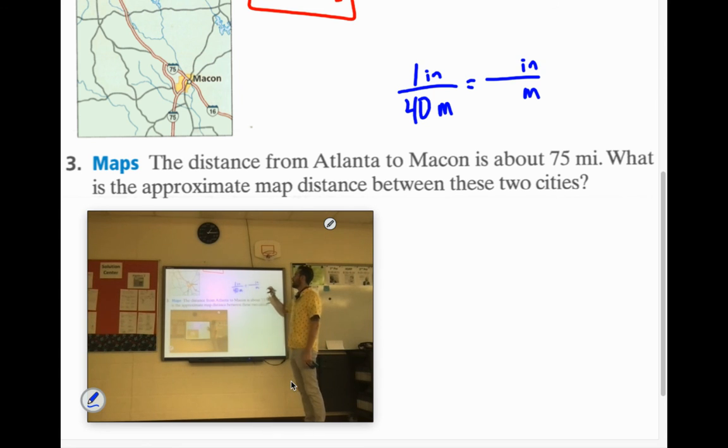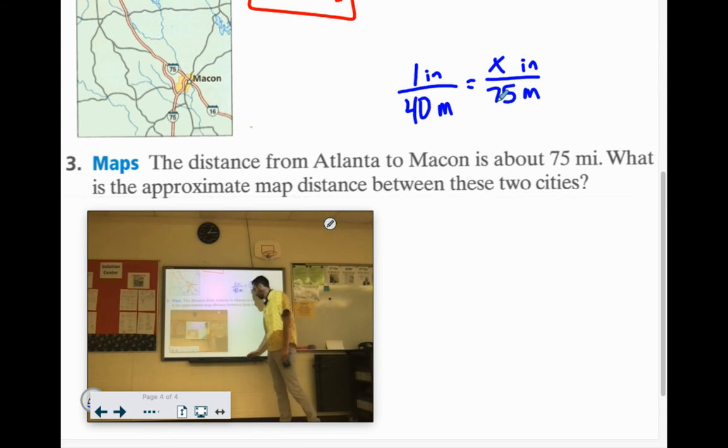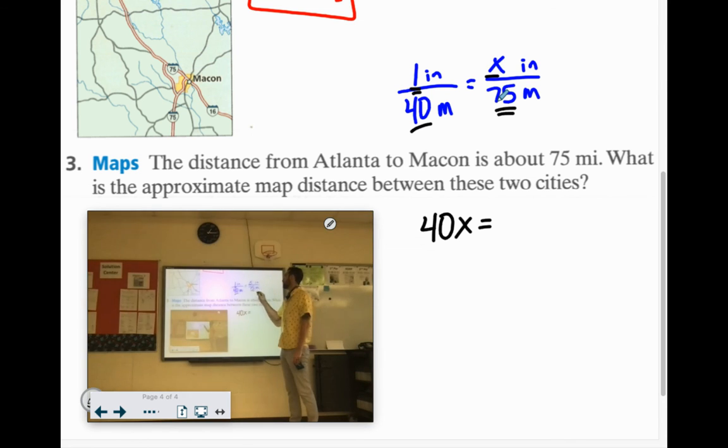All right, it's 75 miles. We need to know how many inches on the map. So if we were to cross multiply, 40 times x is 40x. Set that equal to 1 times 75, which is 75. You know we're going to divide by 40. So 40 times 2 is 80. So this would be just a little bit less than 2.